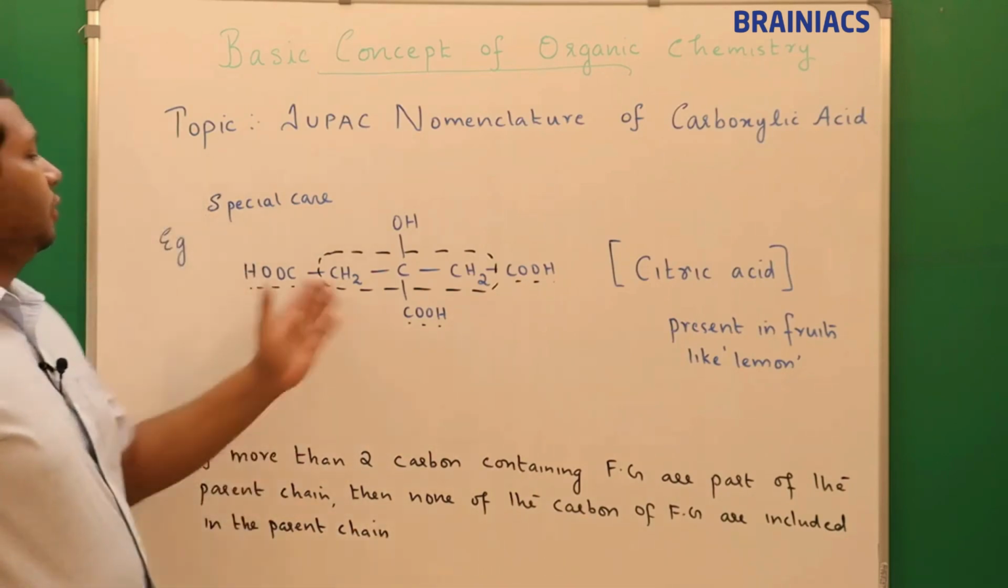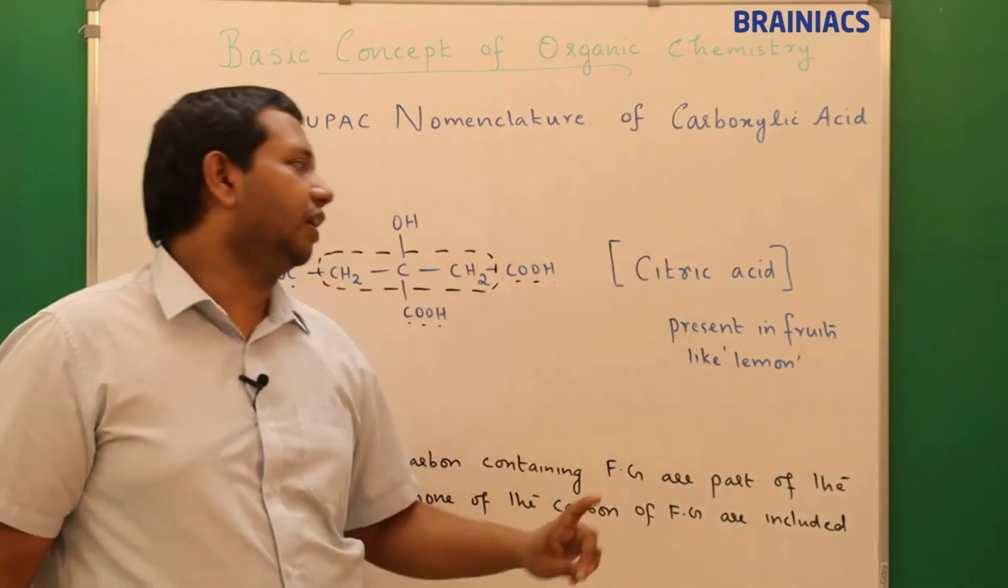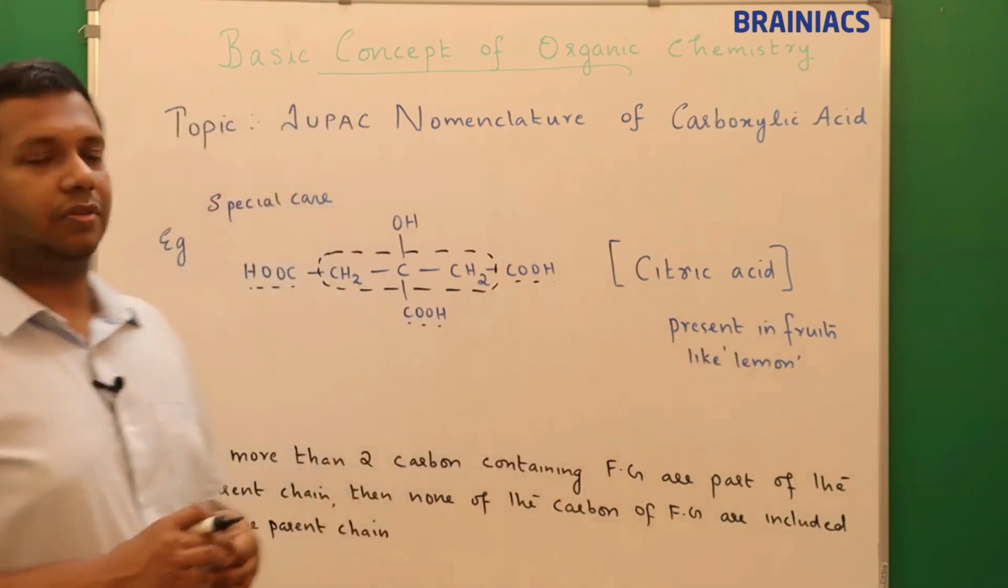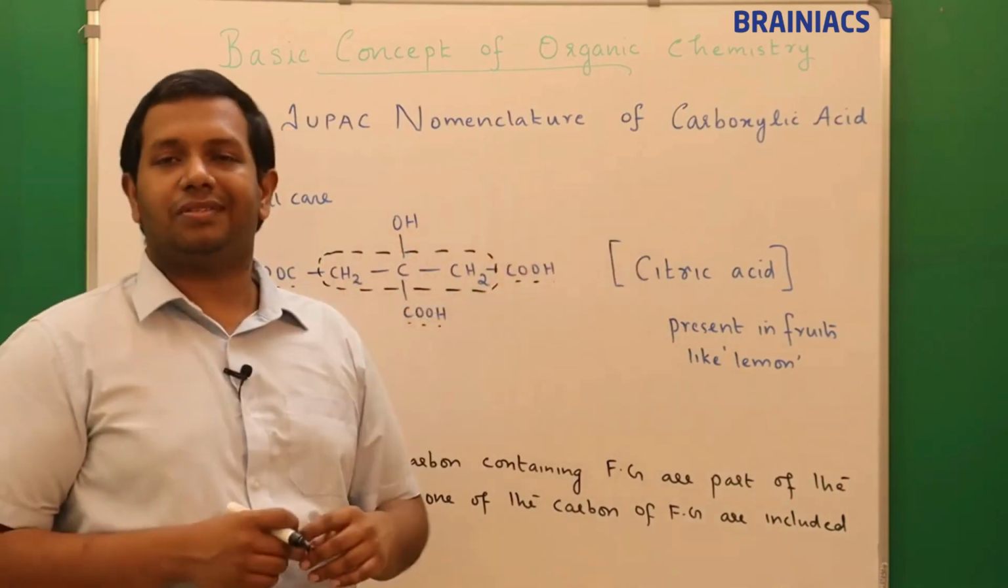Okay, so here another specialty is there. This compound is called citric acid, and you know that this is present in fruits like lemon, and it's a rich source of vitamin C. Correct? Sometimes they will give this structure and ask you the common name. Common name is citric acid.